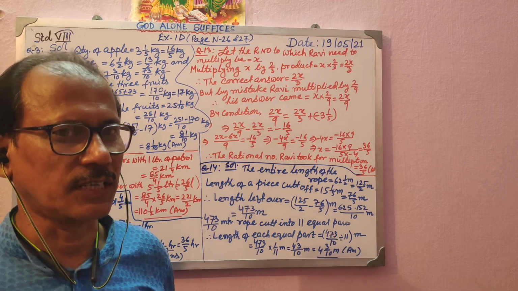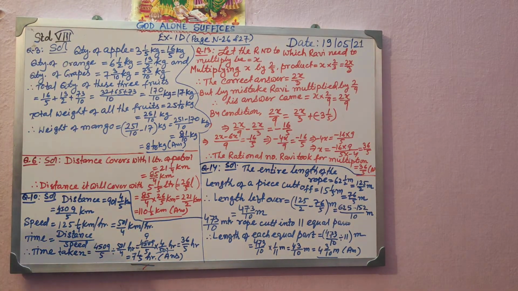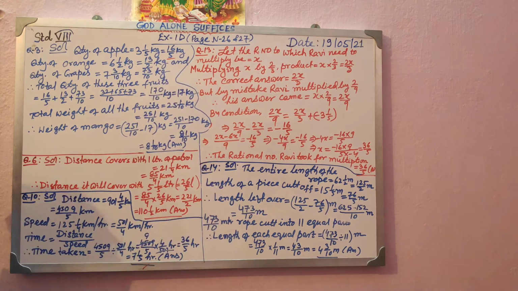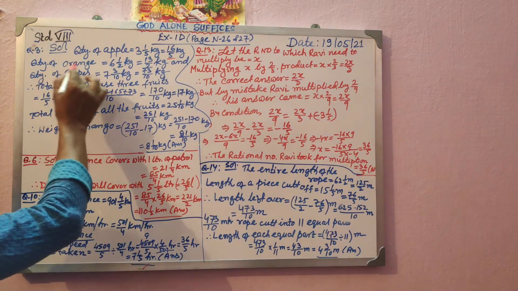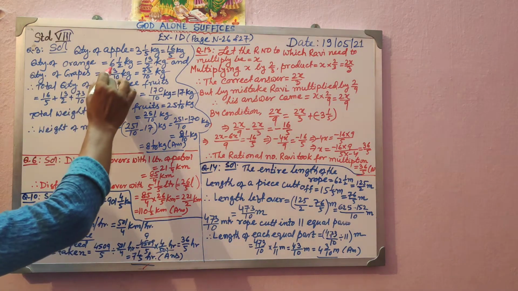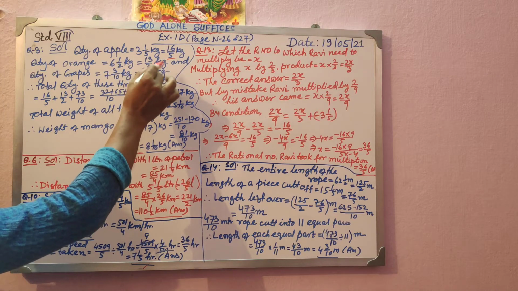Total quantities of fruit, that is total weight of fruit, out of the three types of fruits given separately in kg, but all those kg fractional. Could you understand me? So weight of apple is given to you 3 whole 1 by 5 kg. If you convert that in improper fraction, 3 fives are 15 plus 1, 16 by 5 kg. This is apple quantity. Now quantity of orange is 6 whole 1 by 2 kg, which is equal to 6 twos are 12 plus 1, 13 by 2 kg.